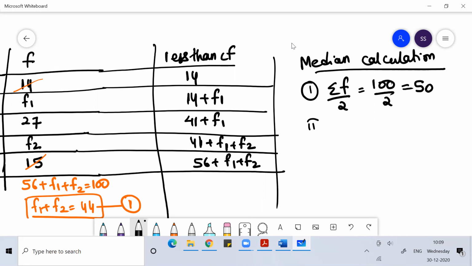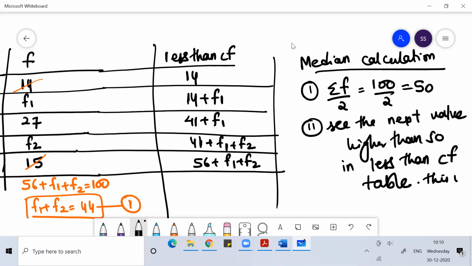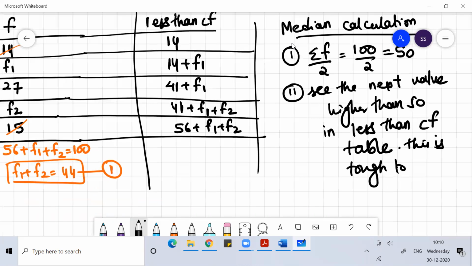Now see the next value higher than 50 in the less than cumulative frequency table. In the less than cumulative frequency table, the next value which is higher than that is tough to determine. Why is this tough to determine?